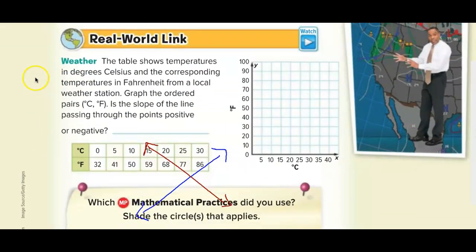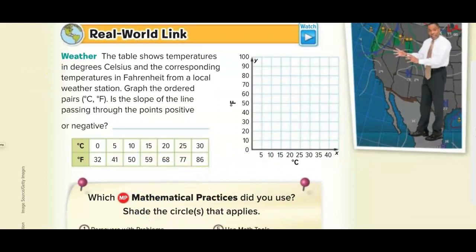If we're looking at this real world link right here, the table shows temperatures in degrees Celsius and Fahrenheit for a local weather station. We need to graph the ordered pairs. It tells us that Celsius is X and Fahrenheit is Y, so I might label that on my table. Is the slope of the line passing through the points positive or negative? So again, these are my X's, these are my Y's.